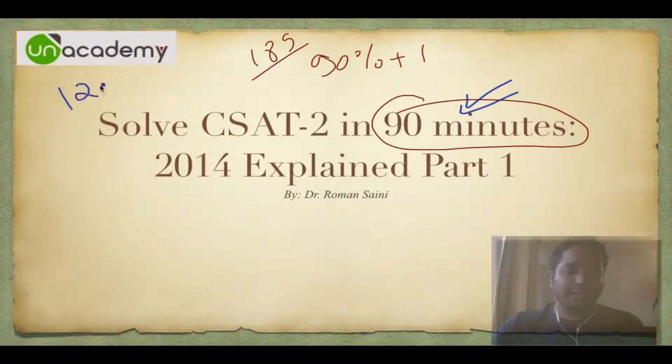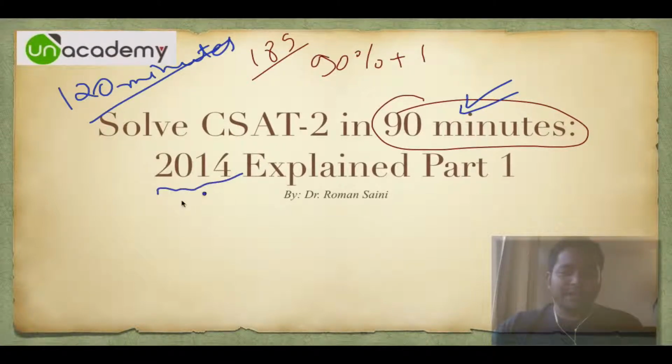You will be getting 120 minutes next year. The same pattern will be there, more or less 80 questions will come. But I'll be tackling the 2014 paper, and what actually goes on in my mind while I've just solved it once. I'll go through it and let you know what goes through the mind of an aspirant as he appears for the CSAT Part 2 paper.